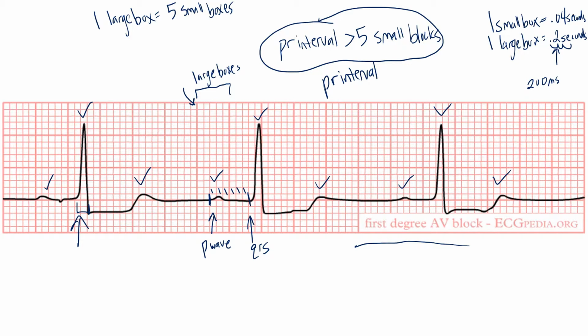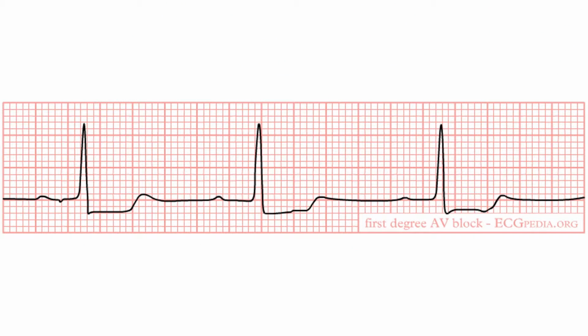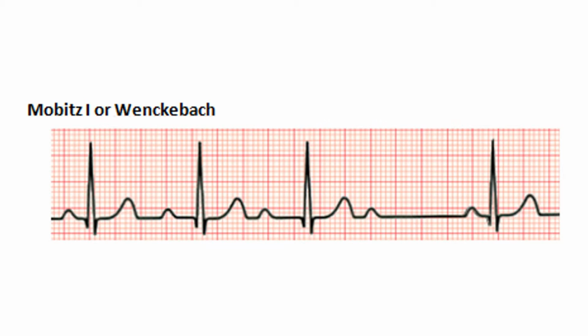So the only thing that's wrong in this patient is the PR interval is greater than 5 small blocks. That means that this patient has a first degree AV block. And yep, that's the name of it, first degree block. Okay, so that's pretty easy. This one's usually not what's problematic for a lot of kids.